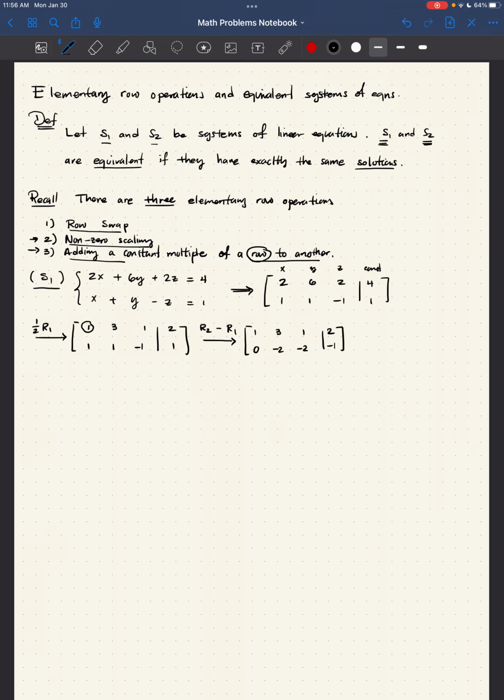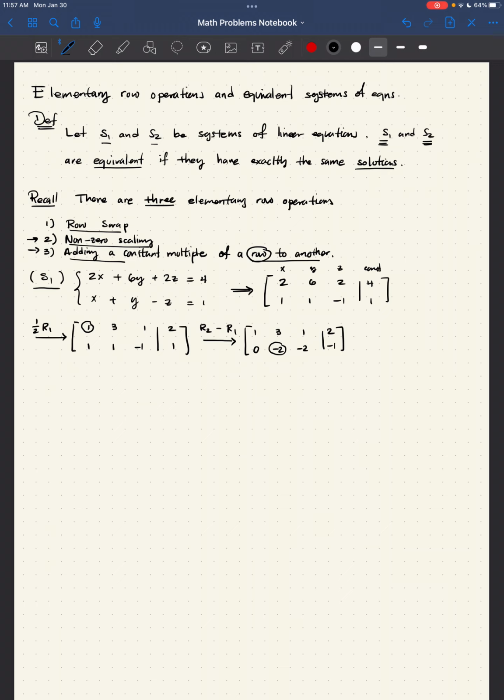Next, now that I have eliminated everything in this first column, I move to the second, following this staircase pattern, and select a pivot. I'm going to use this as a pivot, but in order to make it a pivot, I'll have to multiply the second row by -1/2.